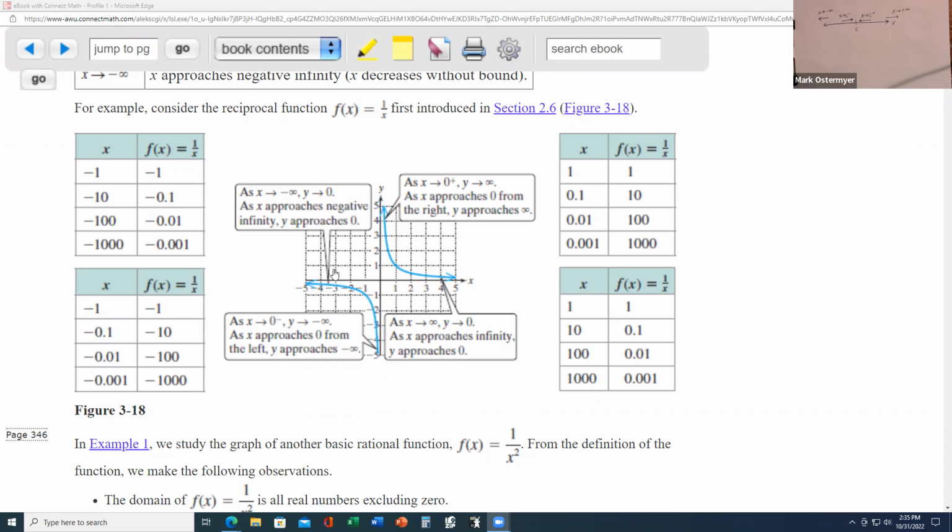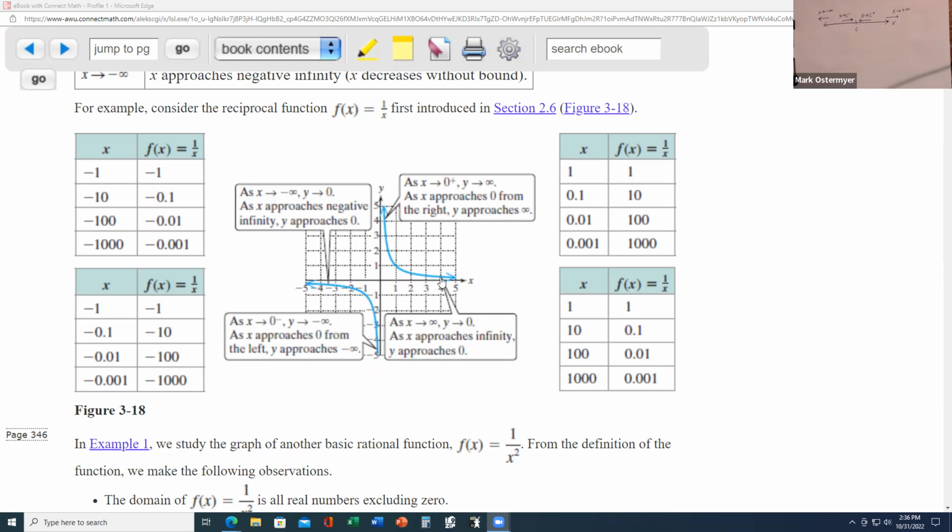As x approaches 0 from the left, that means we're allowing x to approach the value of 0 coming in from the left, our function f of x is actually diving down towards negative infinity. Or the y-coordinates are getting smaller and smaller and smaller on this graph.